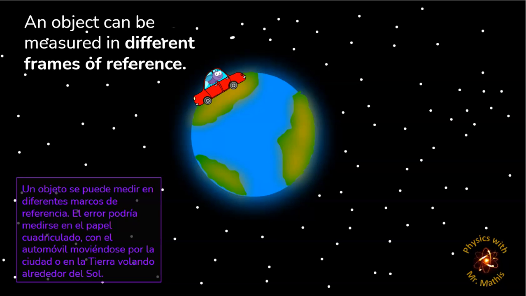Our whole Earth is actually a moving frame of reference, and we can measure objects in many different frames of reference, including the Earth. We could measure the movement of the car across the surface of the Earth. We could measure the movement of the bug across the graph paper, but whether we're using the graph paper, the distance down the street, or the orbit of the Earth around the sun, we're talking about frames of reference.